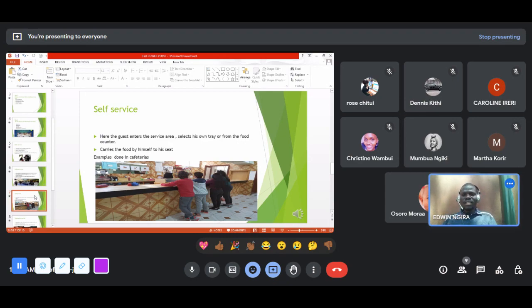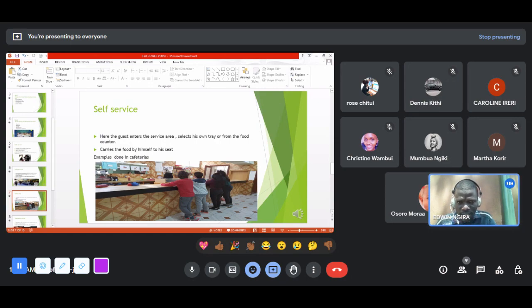And then we move to the next one, which is called self service. Self service, as the word puts it out, is whereby the guest helps themselves. How do the guests help themselves? Here, the guest enters the service area, and they select their own tray or their own food from the food counter. So they carry the food by themselves and then they go to sit. Just as illustrated in the photo below, you can see there is one person attending to the guests at the counter.